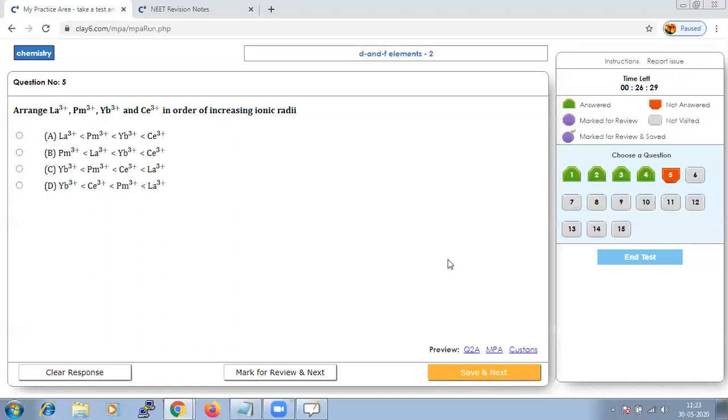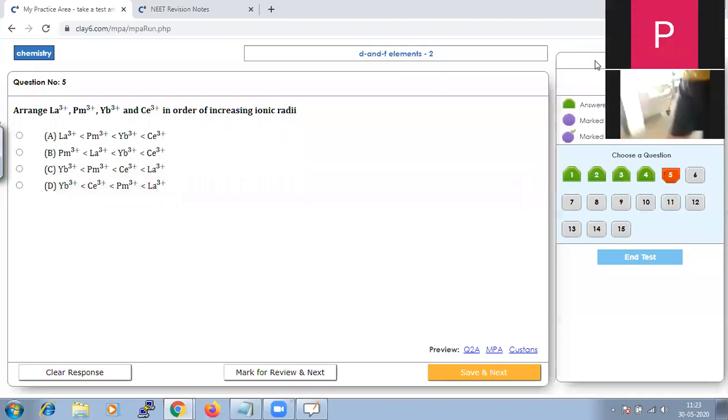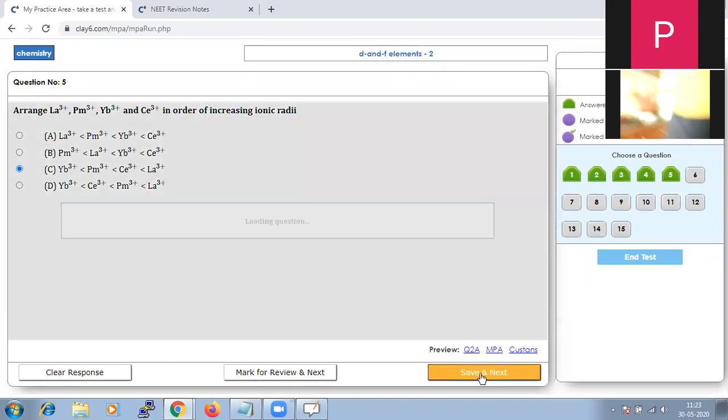Arrange in order of increasing ionic radii. We have to arrange in increasing ionic radii. So, you know, the ionic size will decrease from La3+ to Lu3+, that is nothing but your lanthanide contraction. So, ionic radii will decrease in the order of your Y3+, Dm3+, and your Ce, La3+. So, it is important to know the order, and if you look at your series, it's very simple to find out also. Let us save that and go to next.